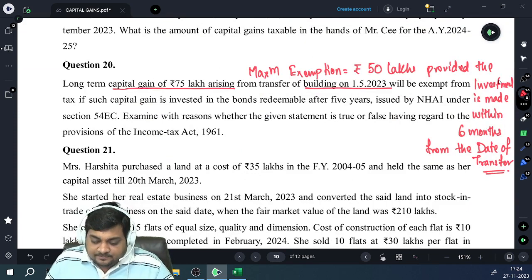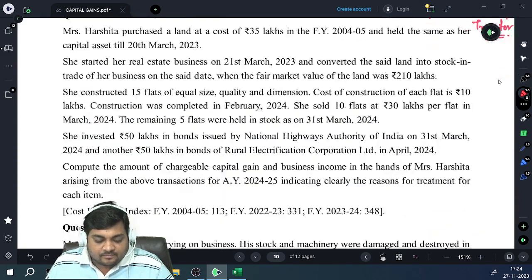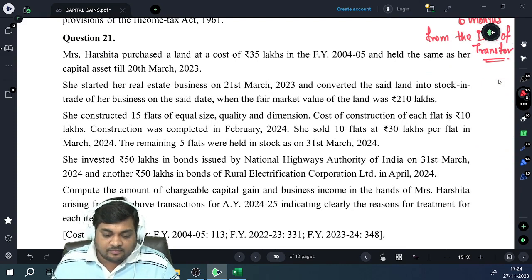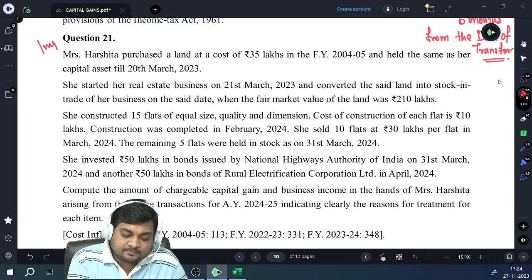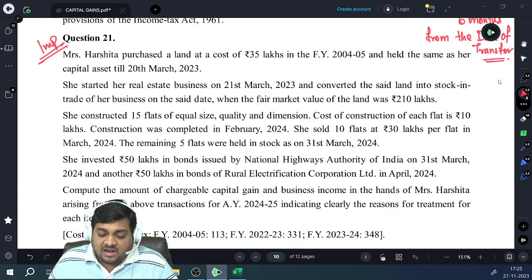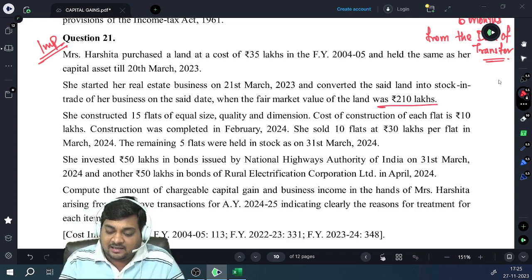Chaliye, let us move ahead. This is very important. I have purchased a land at a cost of 35 lakh in the financial year 2004-05, no problem. And it was a capital asset till 20th March 23. From 21st of March, I became a real estate dealer. So it became my stock in trade, and the fair market value on that date was 210 lakh.